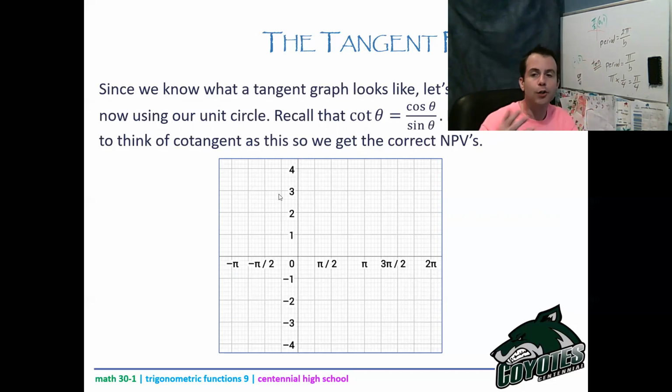Remember that cotangent is cos of theta over sine of theta. So think about that, because then you're going to think about where those non-permissible values are. The non-permissible values for tan ended up being when I had a 0 on the bottom, which was when cos of theta equals 0. Similar thing here, but now it's not cosine on the bottom, it's sine on the bottom. So where does sine of theta equal 0? Sine of theta equals 0 at 0, pi, 2 pi, 3 pi. Okay, so those are where my asymptotes are going to be this time.